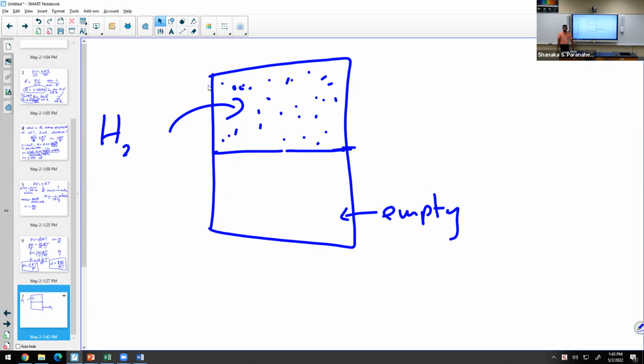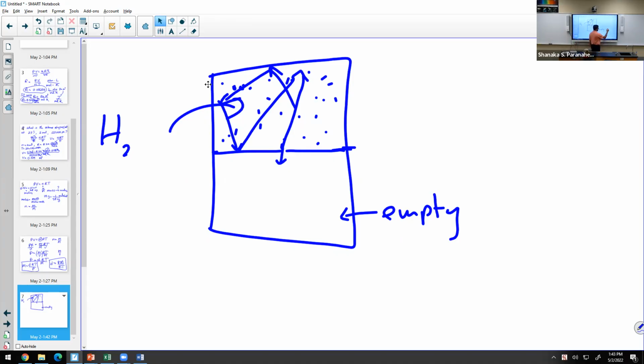Properties of gases: gas particles move rapidly in straight lines. When these particles move straight, they can bump into the wall and bounce back. They can go all the way, and at some point, these molecules can go through that tiny hole. So this is the meaning of effusion.